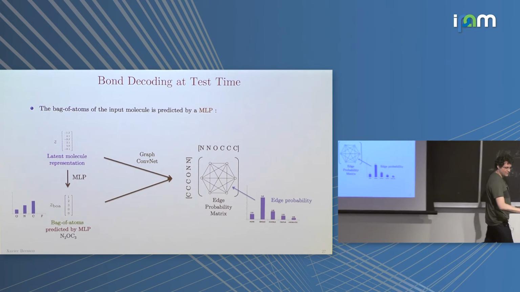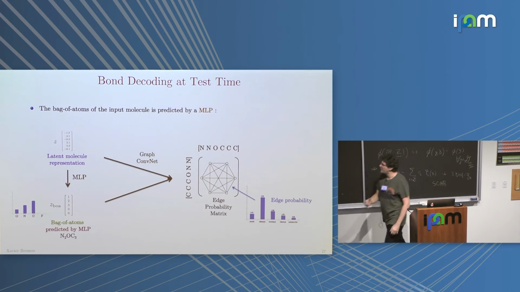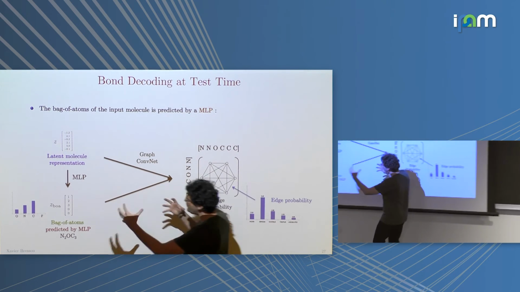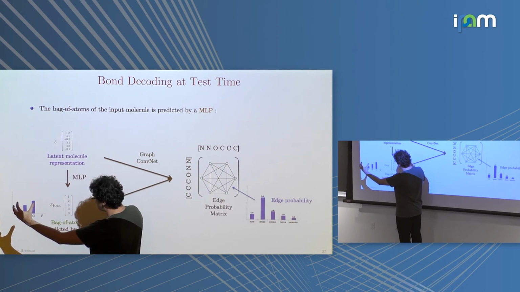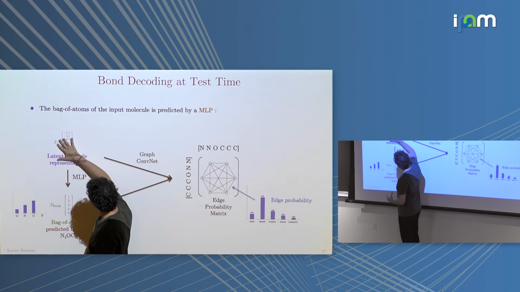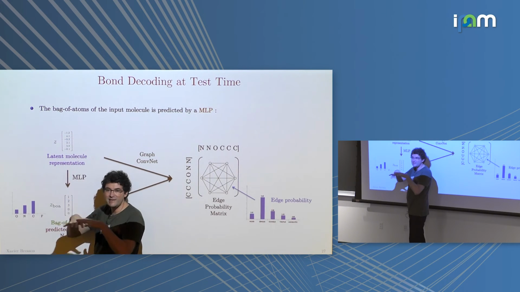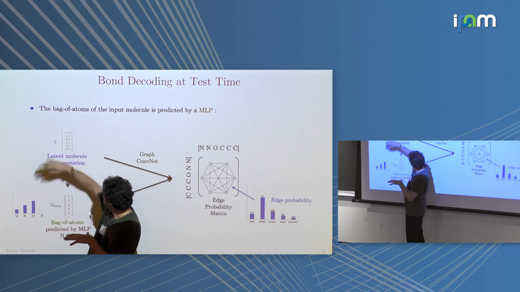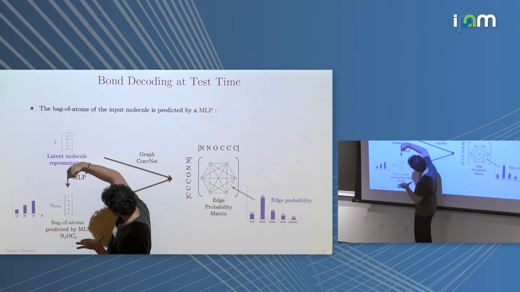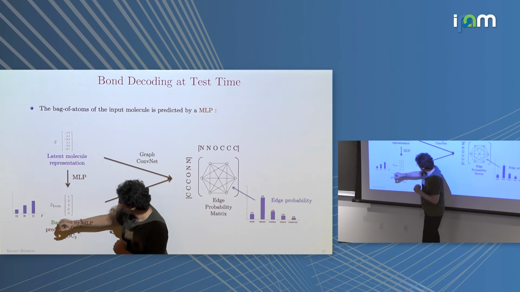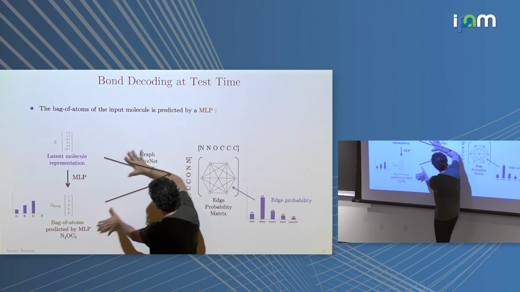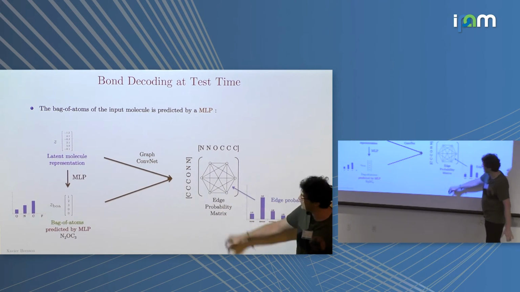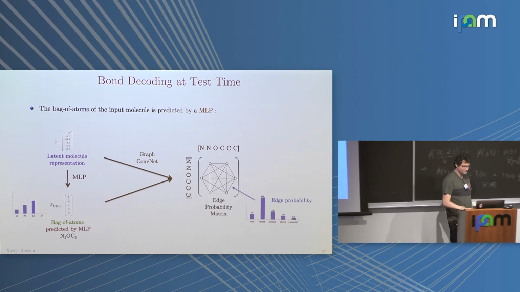Okay, so at test time, we don't know the input molecular graph. What we are going to do is play in the latent space, in the continuous space. We are just going to move around this space, and then we are going to use that with an MLP to give us the molecular formula. And then we put everything together and we get the edge probability matrix. So this is at test time.